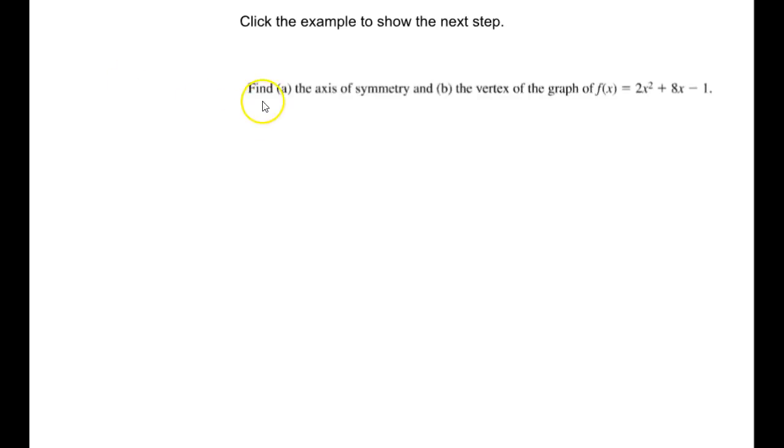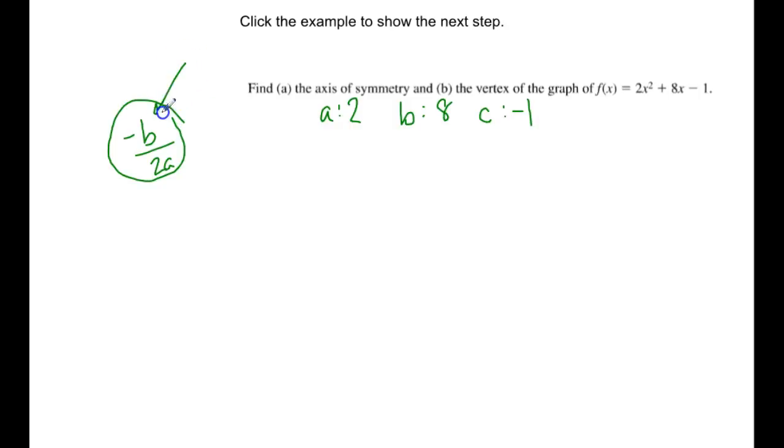So here's my first example. Find the axis of symmetry and the vertex of the graph of f of x equals 2x squared plus 8x minus 1. The first thing I always want to do is make sure that I'm written in standard form, which I am. So now I know that my a is 2, my b is 8, and my c is negative 1. And I know that I'm going to have negative b over 2a. This right here is something you really need to get in your mind because we're going to use it over and over and over again. It's always how we're going to find our vertex.